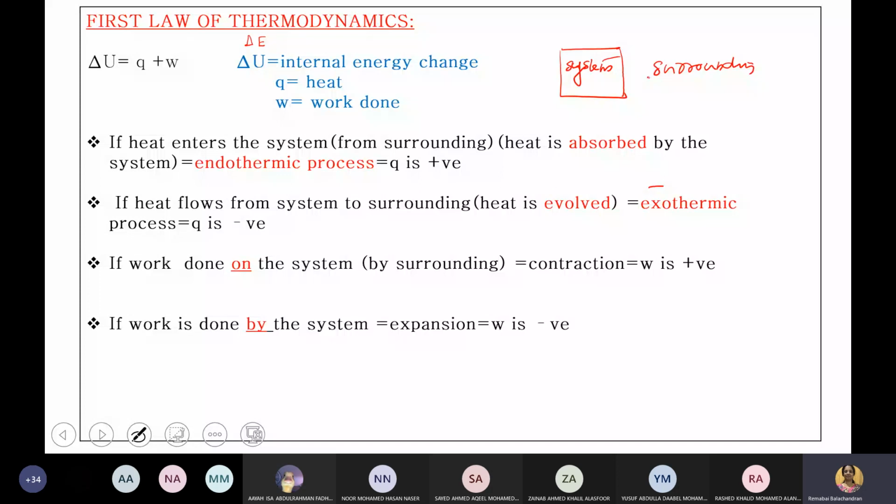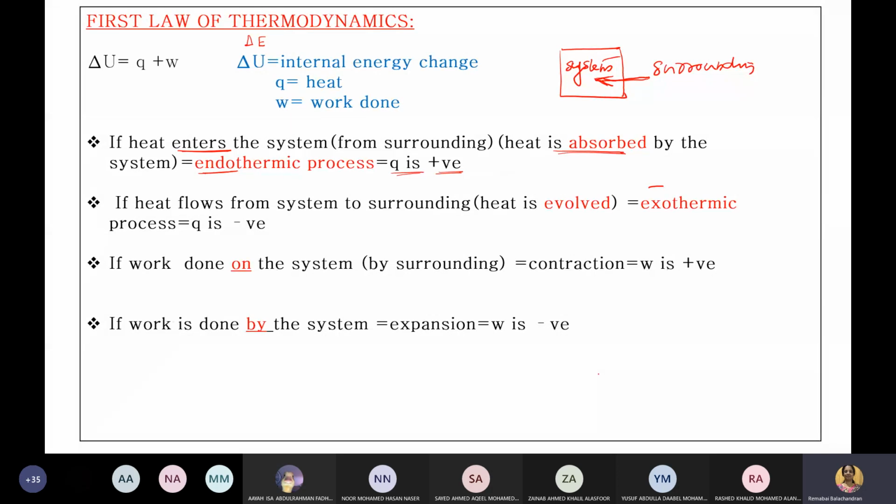So if heat flows into the system from the surrounding, that means heat enters the system, or heat is absorbed by the system. The process is endothermic and the value of Q is positive. You know that's the endothermic process. Q is positive.